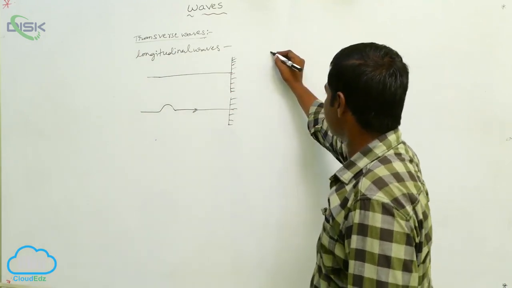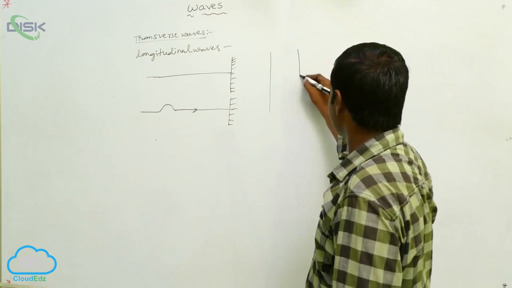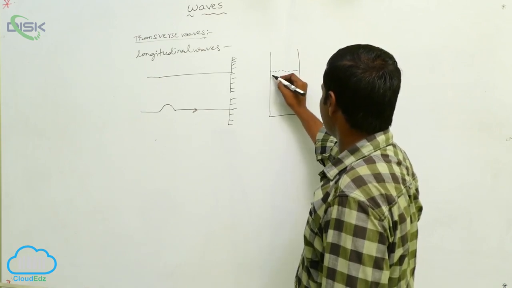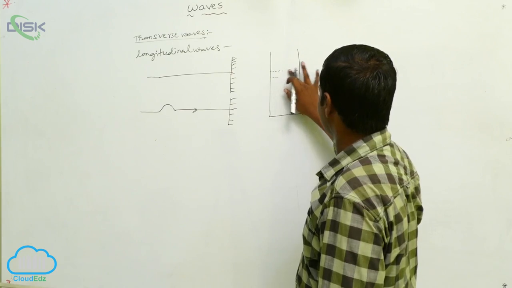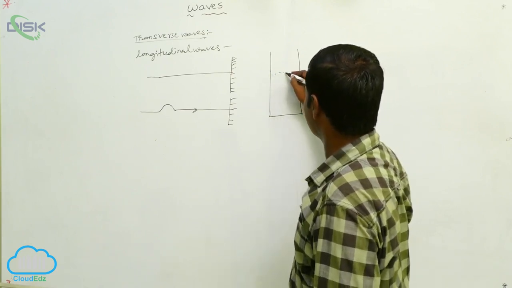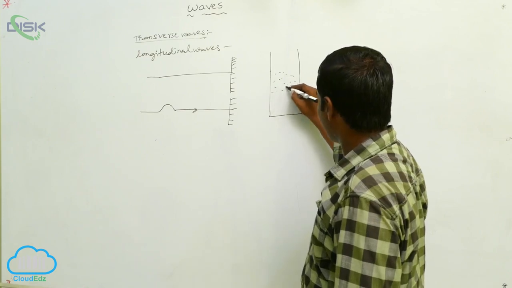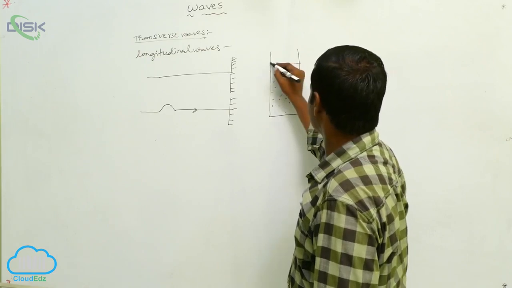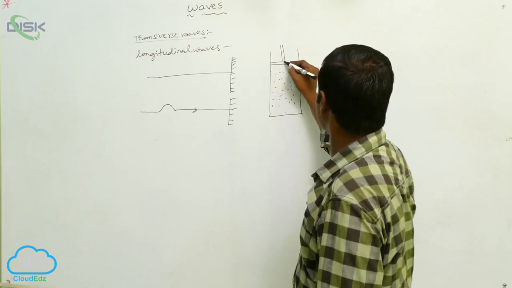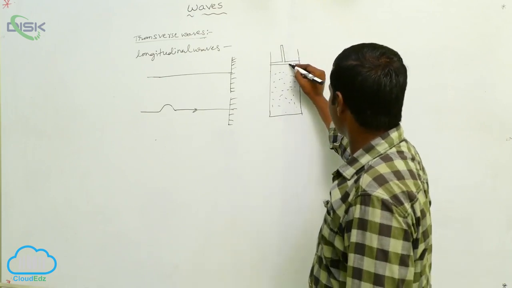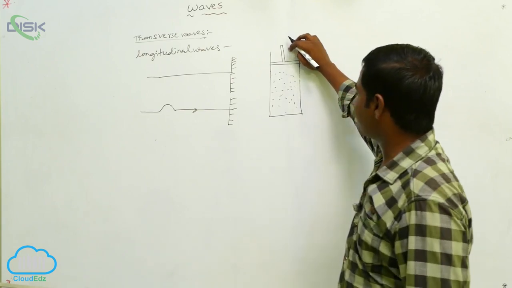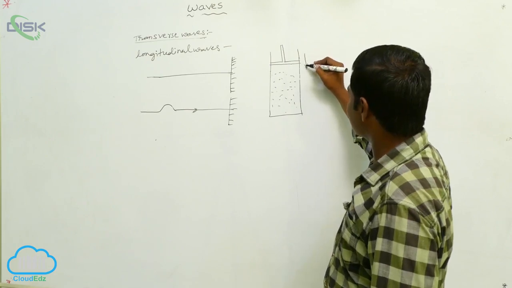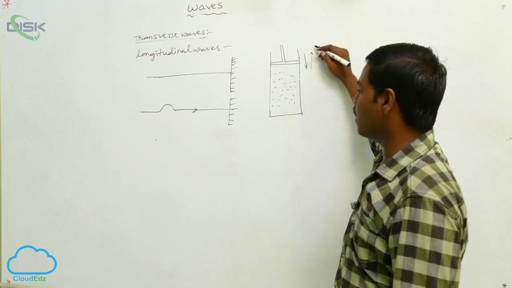For longitudinal waves, I am taking a vessel. This vessel is filled with air and fixed with a piston. Now I am pressing this piston down and also releasing the piston in the upward direction.